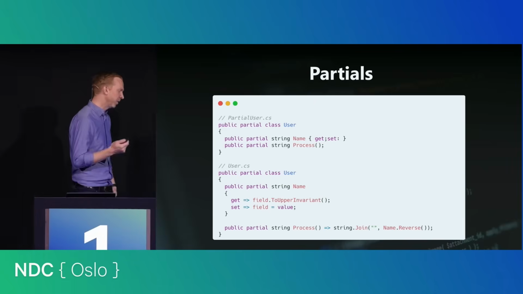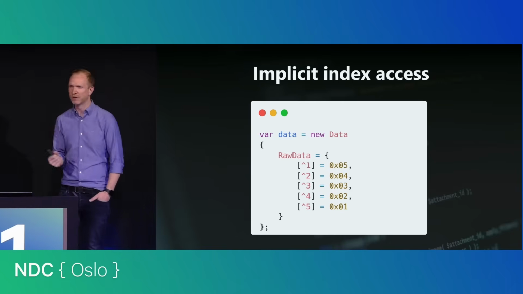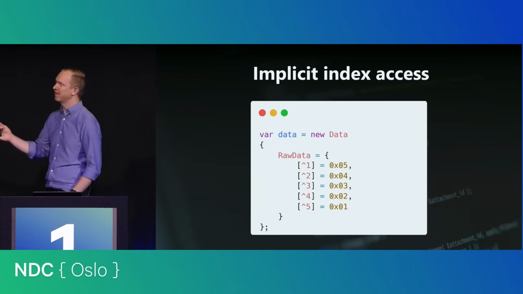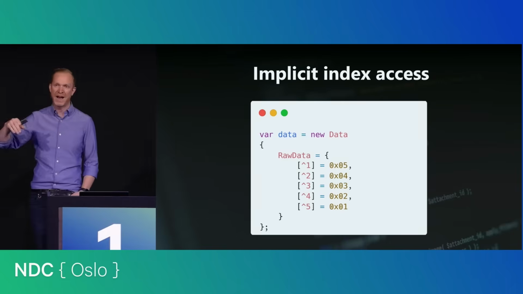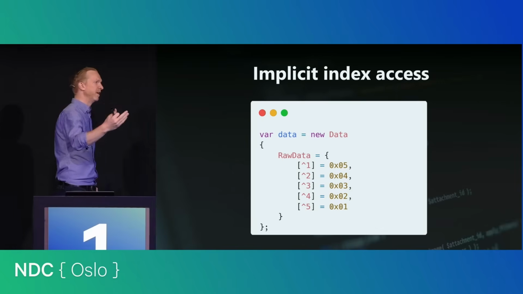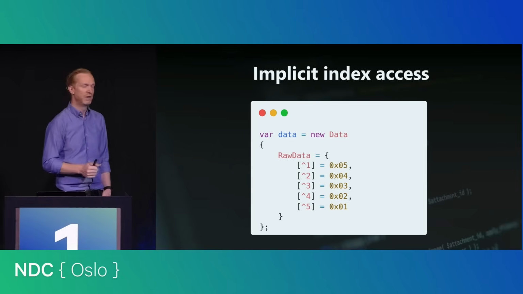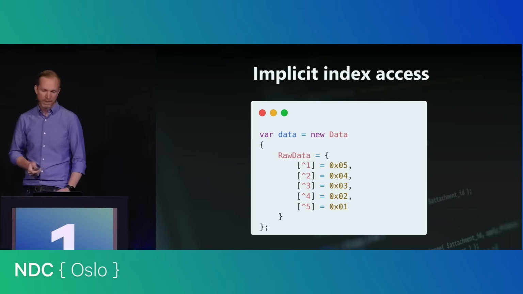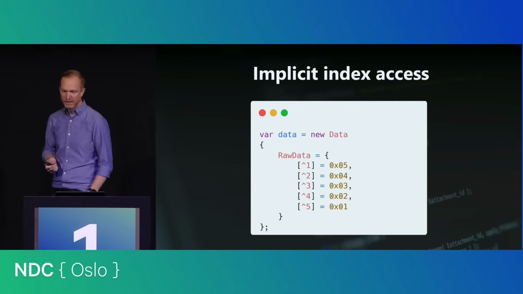The final feature of C# 13 is implicit index access. If you're creating an instance of an object and you want to reference the last element, use the hat symbol, and that's implicitly referring to the last element of that list on that type. Kind of a small feature to add as well.